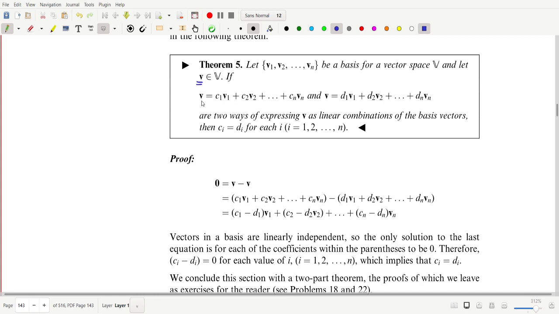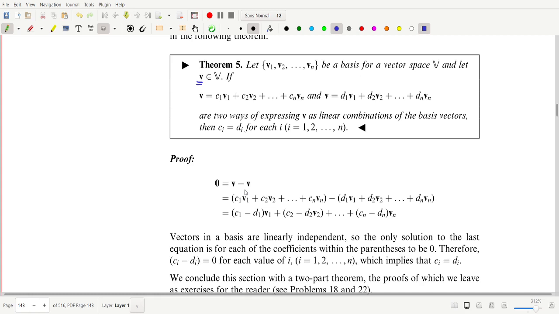So suppose v has two different expressions as a linear combination of v1, v2, ..., vn. Say v is equal to c1 times v1 plus etc. plus cn times vn. Similarly, v is equal to d1 times v1 plus etc. plus dn times vn. But since these two quantities are the same, the difference will be 0.